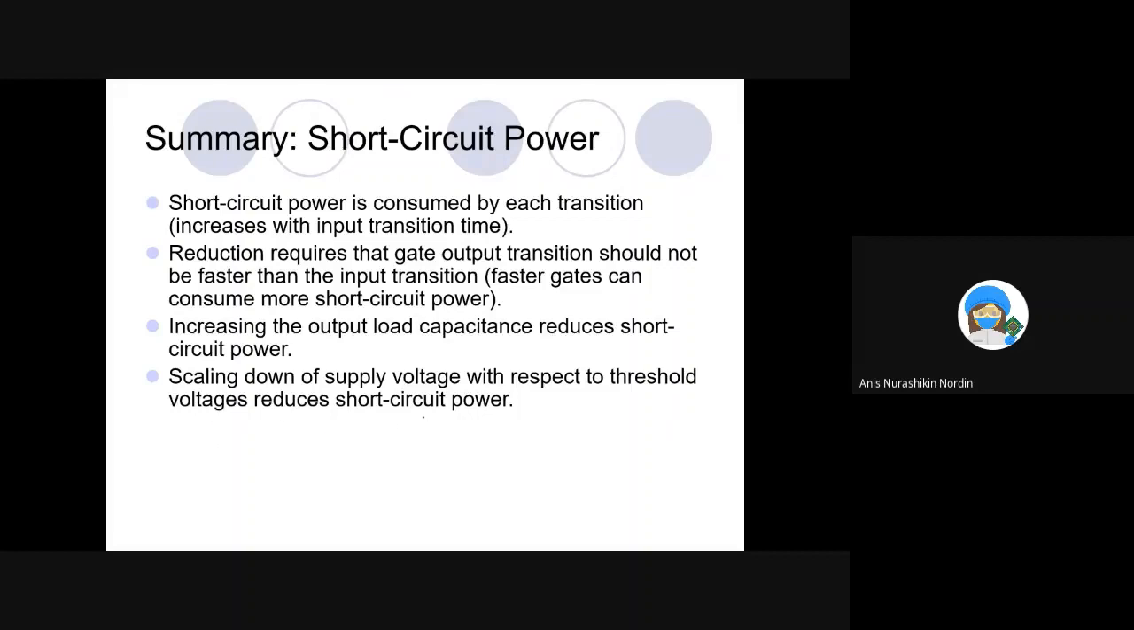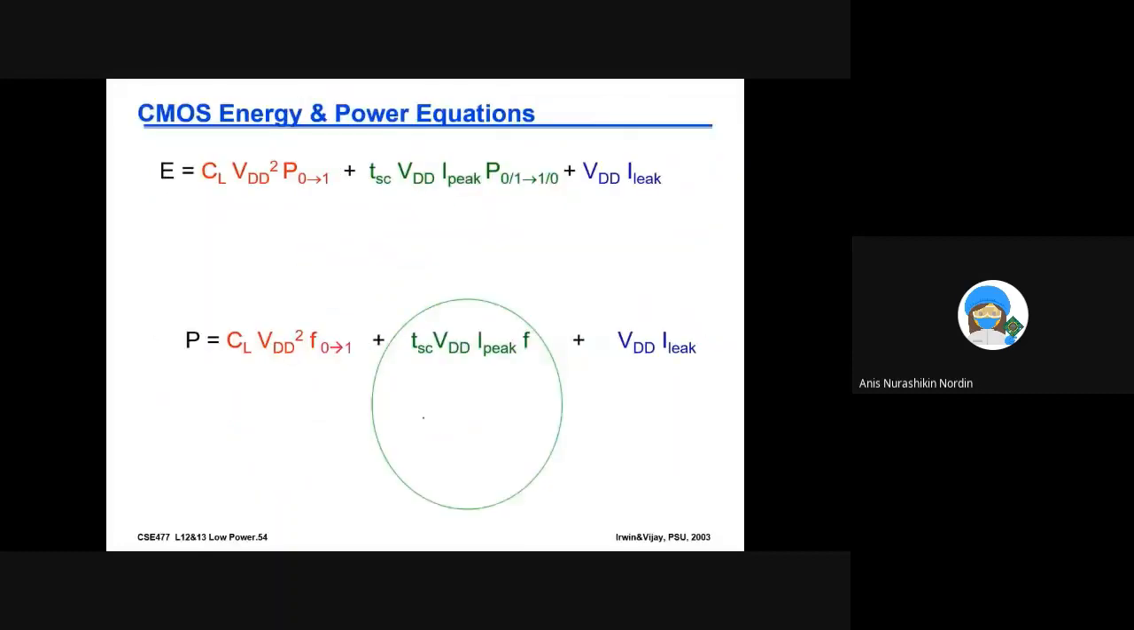So if we look at the equation here, it is P short circuit equals VDD, I peak, and frequency. So if you reduce the activity, you can reduce the short circuit power. If you reduce the peak current, this is by reducing the load, you can reduce. And you reduce the VDD, of course, you will reduce the power. And you reduce the time that both transistors are on. This, you can also reduce the short circuit.